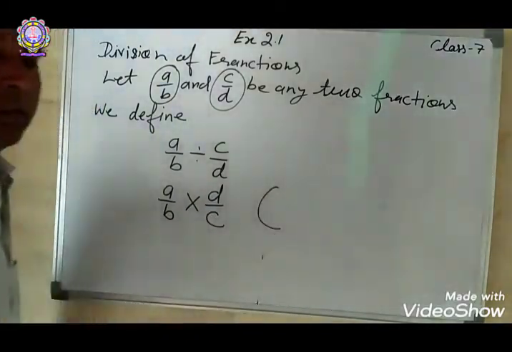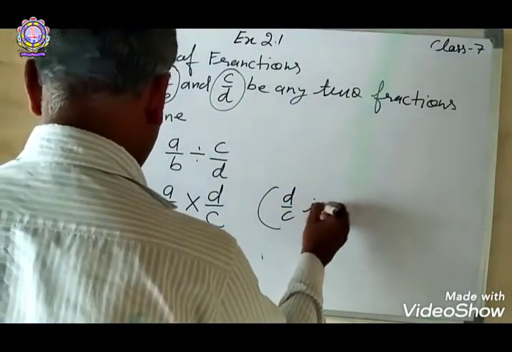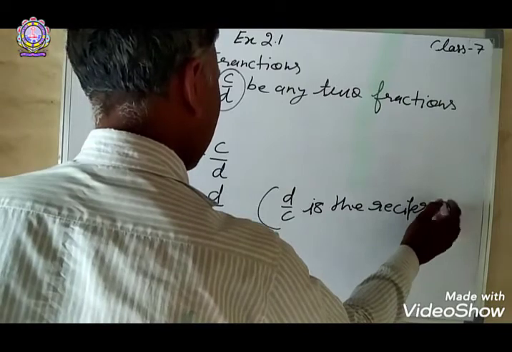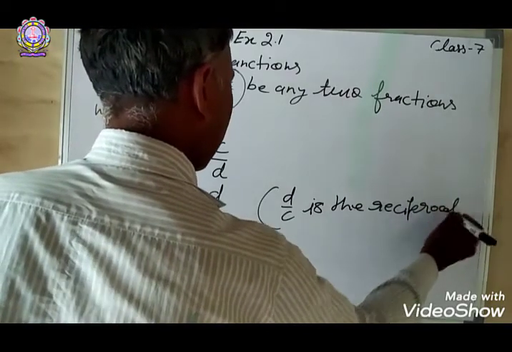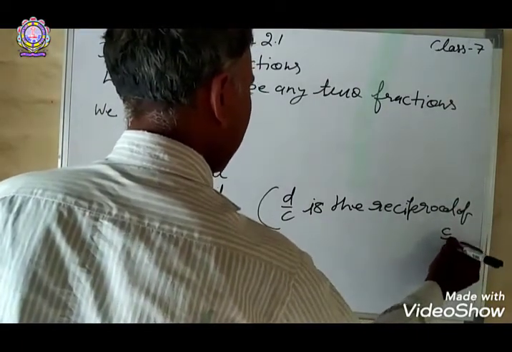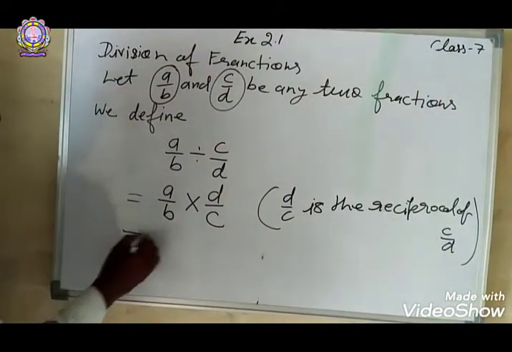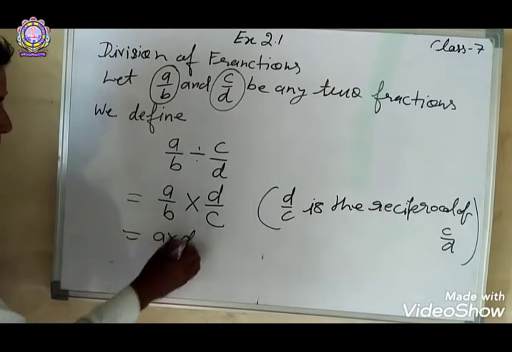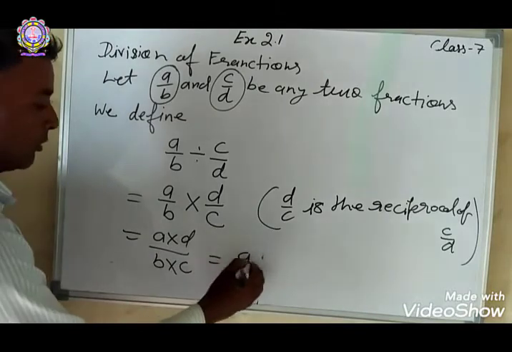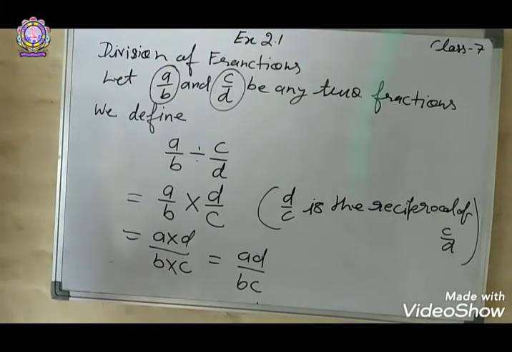So what do we do here? D upon C is the reciprocal of C upon D. And then we multiply them: A into D upon B into C is equal to AD upon BC. So this is the product form of division of fractions.